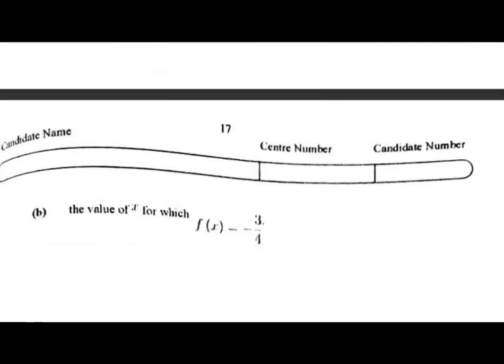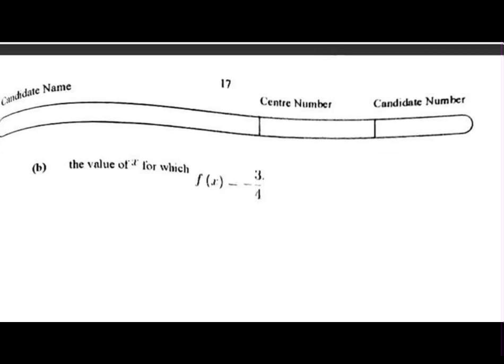Moving on to part B, find the value of x for which f of x is equal to minus 3 over 4. That's very simple. Since we've been given that x cannot be equal to minus 2, whatever answer we find should not be equal to minus 2. So let f of x equal y, then y is equal to 3 over x plus 2, and we want to find the value of x.